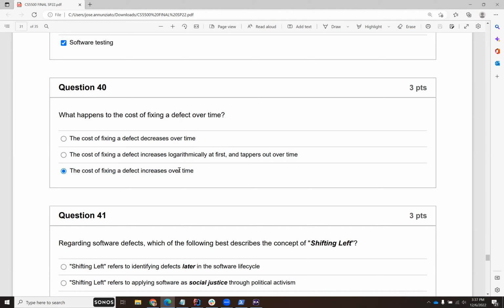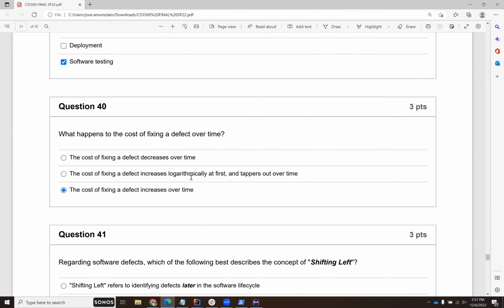It's much easier to identify a defect early on in unit testing and fix it there than if that defect goes into production, right? Now the piece of software has been deployed, the client is already using it. Fixing something that is already in the field is much more expensive. So this one gives you some obviously wrong answers, that it decreases over time. Obviously not. This one gives you one that might be the case, where it grows at first, but then it just tapers out at the end. And that's not the case.